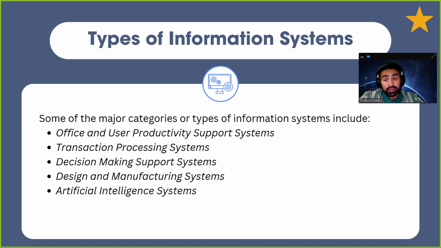We have decision-making support systems. If you want to actually make decisions, what's the best route for success? How should we get the best customers, or the best products? Or how should we prepare for the future? That's going to be another type of information system. Design and manufacturing: we actually have information systems for building things, for designing things. And of course, the very hot one right now, artificial intelligence systems. We're trying to use AI really for general purpose information systems. So we're going to apply AI in all areas of life, now and in the future.